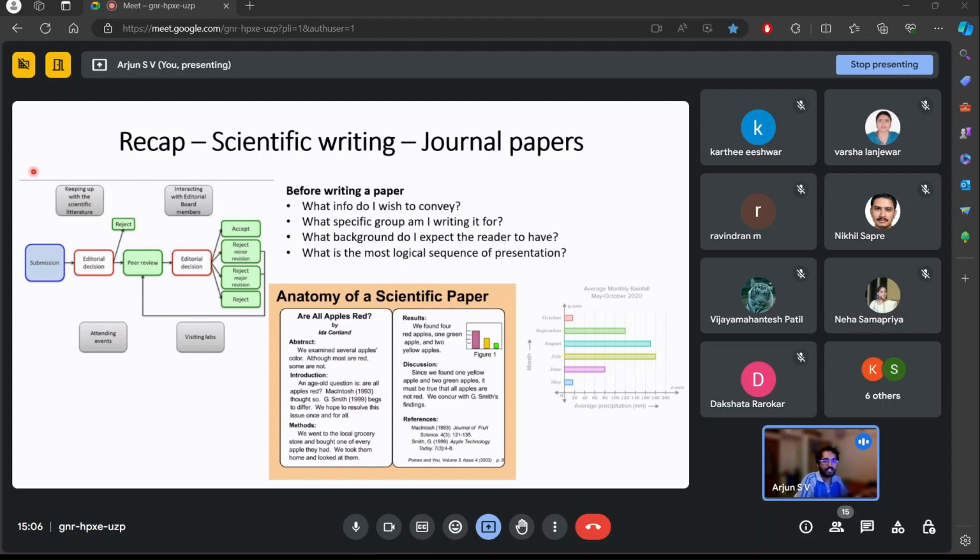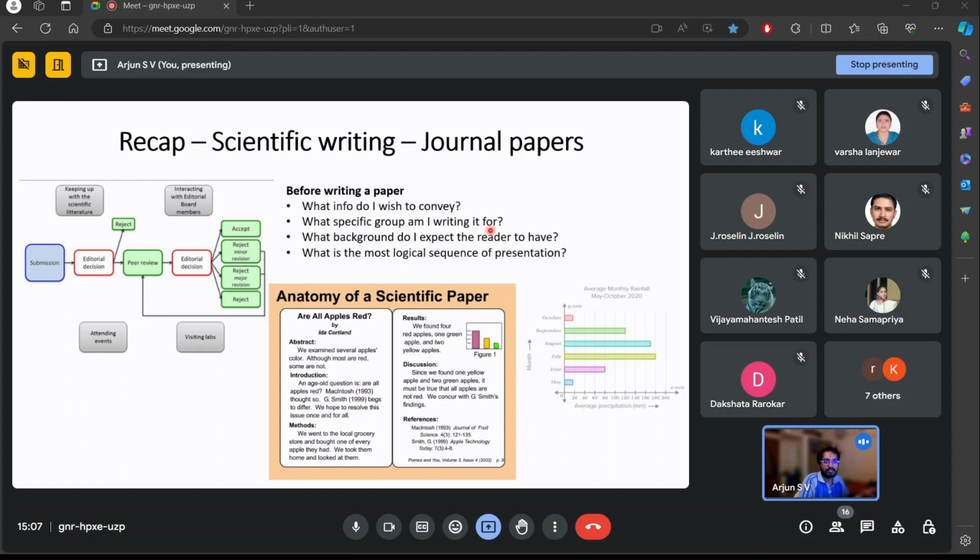But there are also some things which you need to keep in mind before writing a paper or submitting a paper to a certain journal. What info do I wish to convey? What kind of info am I performing my experiments on? And what message do I want to give to the scientific community? What specific group am I writing it for? Am I writing the paper for mathematicians or biologists or engineers or whatever group or subgroup? That should be clear when you are writing the paper.